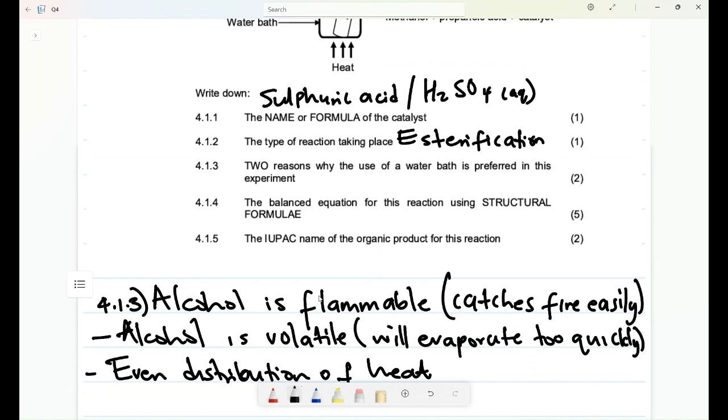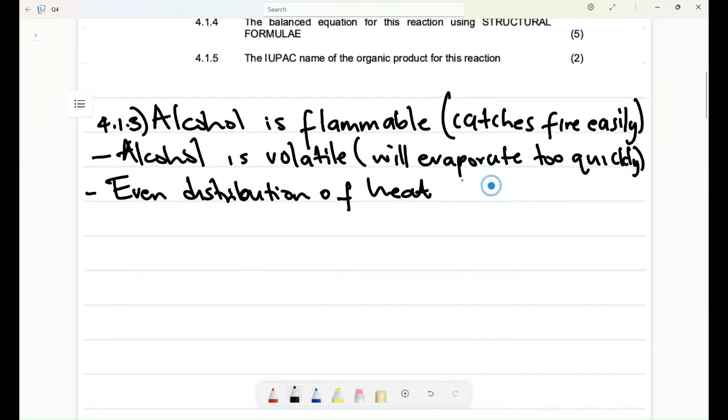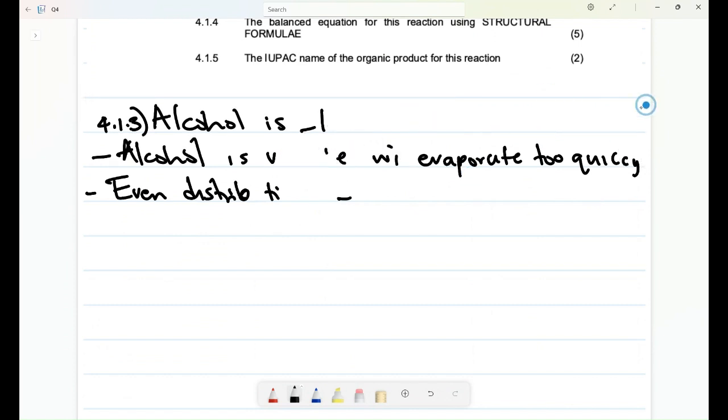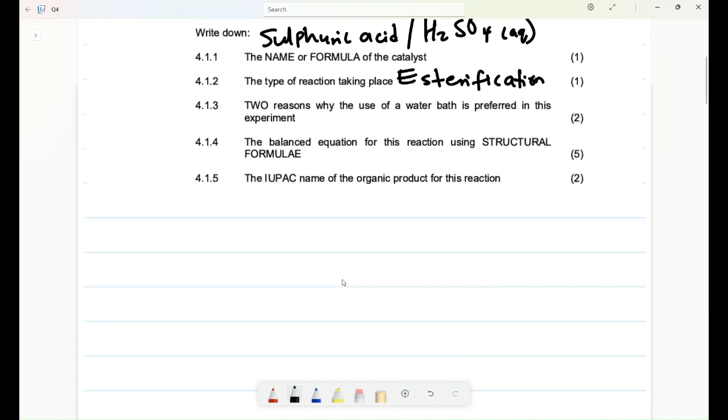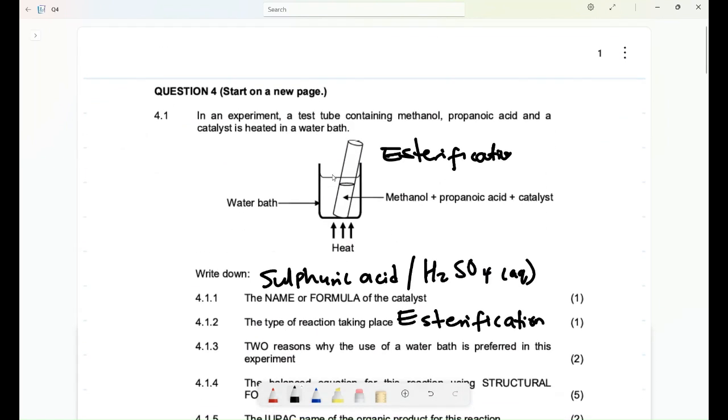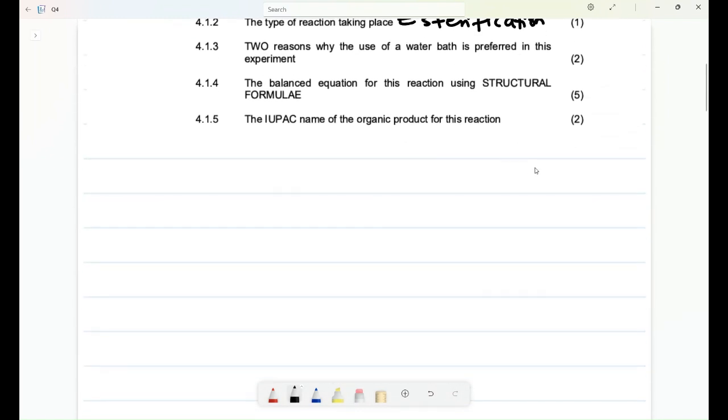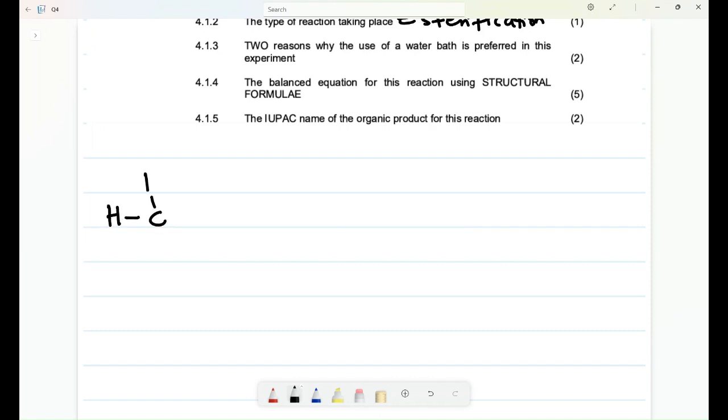4.1.4 says write down the balanced equation for this reaction using structural formulae. So we have to draw. Allow me to remove this. Probably you have taken down the notes; if not, you can rewind the video and take them again. Now we are required to draw: methanol plus propanoic acid. Remember, meth means one carbon, so we are going to say H.